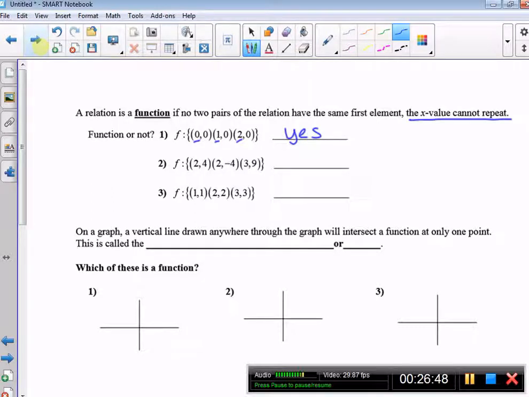Number 2, we got a problem. The 2's repeat, not a function. Number 3, 1, 2, 3, all different.